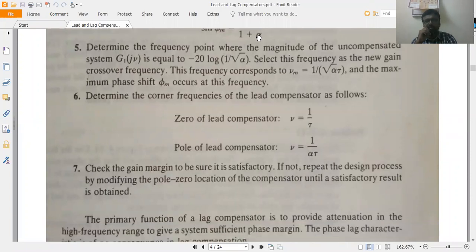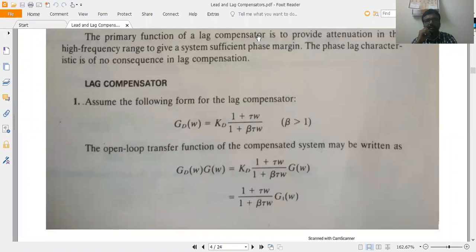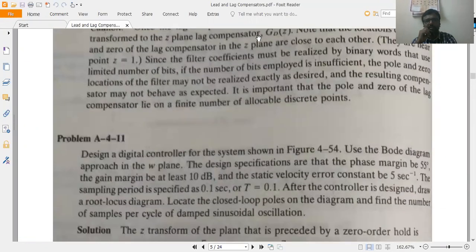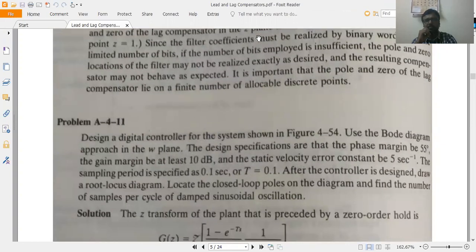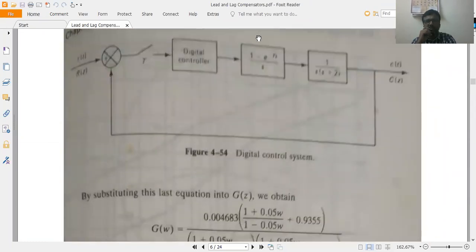Okay. So in the next class we will discuss how lead and lag compensators are designed for a particular system, and these design procedures are for digital systems which include a zero order hold circuit along with the transformation. Let us consider this is the system, and we have to determine the transfer function of the lead compensator as well as the lag compensator for this type of system.